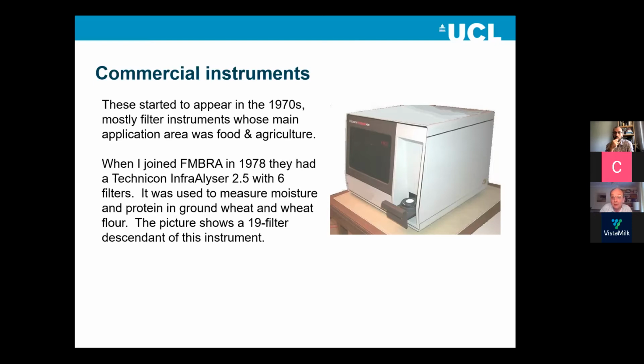The instruments improved in many ways. In the Infralyzer 2.5, after you'd done the calibration, you put the calibration in with a screwdriver on potentiometers. You turned them until you got a number on the screen. It got more digitized later on. But the idea of putting more filters in was to make them work with more applications.